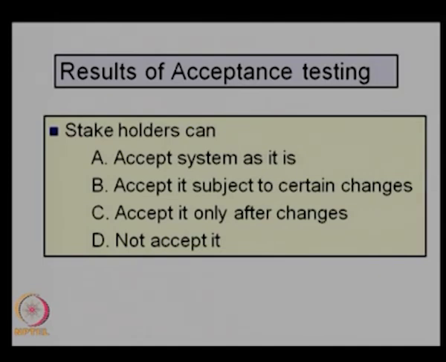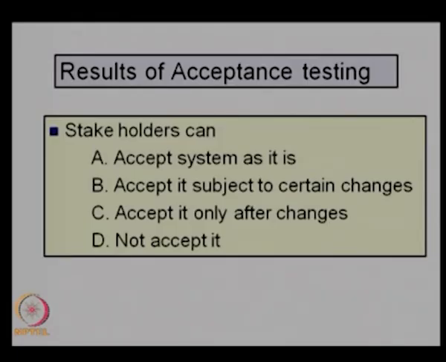The third option is to accept it only after changes. The system cannot be accepted in its present status. There need to be some changes made, and the system can be accepted only after making the changes. So, in this case, compared to the previous one, the system will not be used by the stakeholders. They will wait for the changes to be made, and then only it will be accepted.